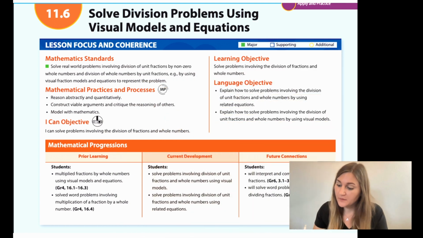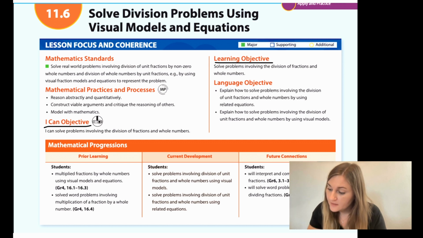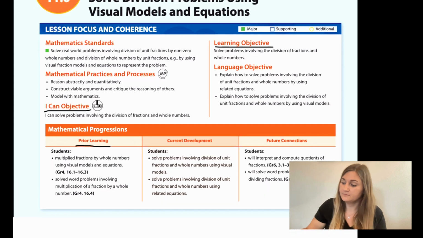I'm going to start off by going over the I Can objective. It says, I can solve problems involving the division of fractions and whole numbers. The learning objective is to solve problems involving the division of fractions and whole numbers. And the prior learning is that students multiplied fractions by whole numbers using visual models and equations. Students solved word problems involving multiplication of a fraction by a whole number.